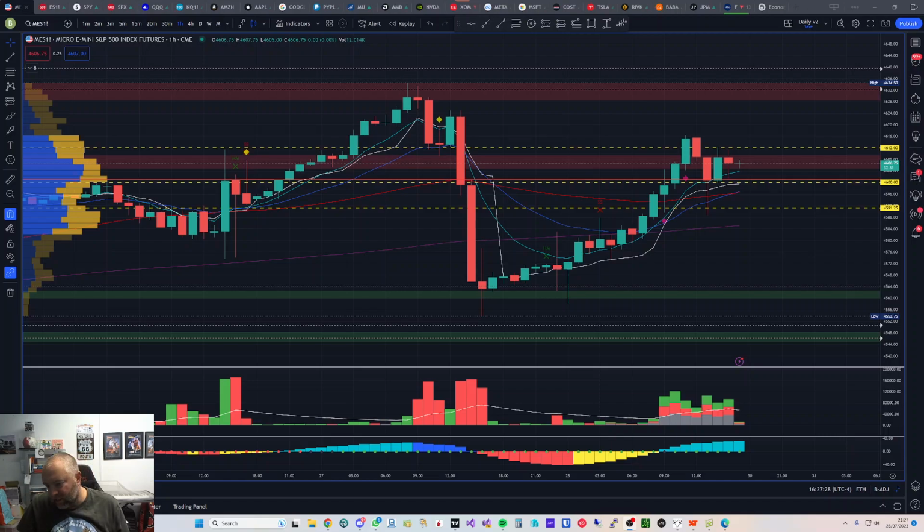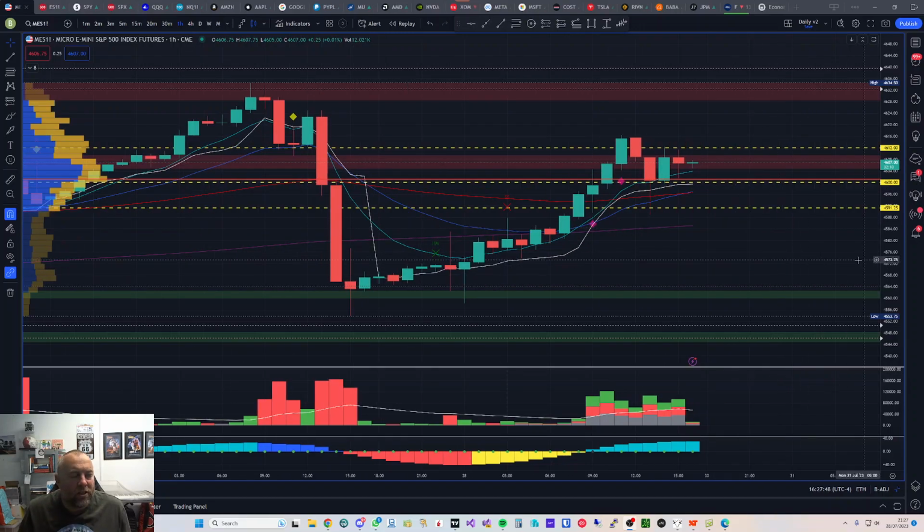Good evening, it's the 28th of July after market, and I'm going to go over my trades for today. On my screen at the moment is the MES Micro E-Mini S&P Index. It's the micro version of the ES, and this is the 1 hour time frame you can see.